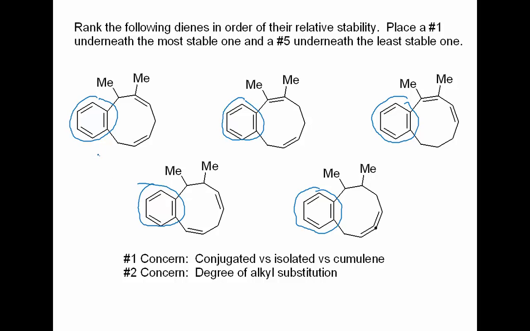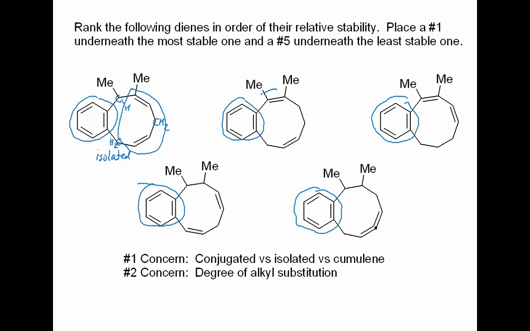This is completely isolated as far as the diene part goes, right? These double bonds are not conjugated to each other, and they're not conjugated to the benzene ring. There's an sp2 carbon separating them there. There's another sp3 carbon separating them there, sp3 here, and an sp3 carbon there. So this has no conjugated double bonds.